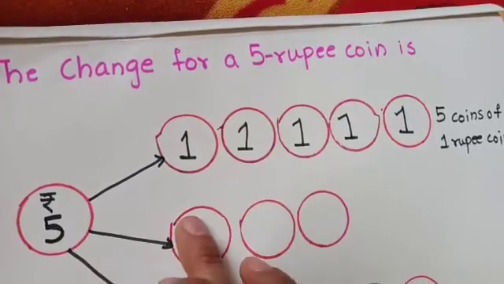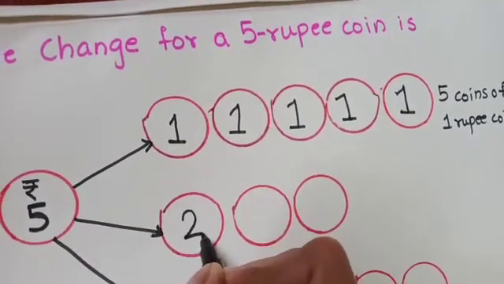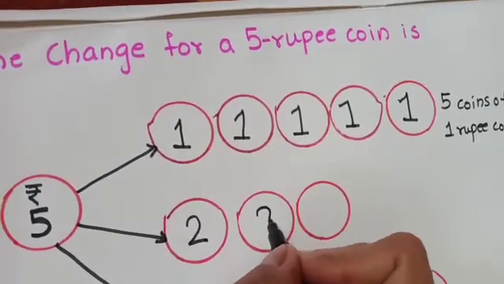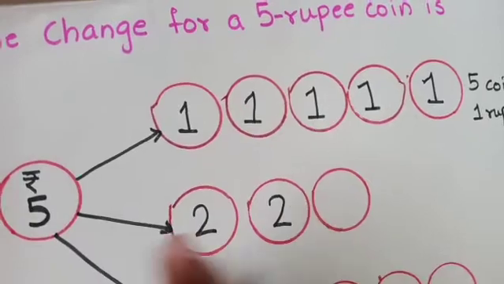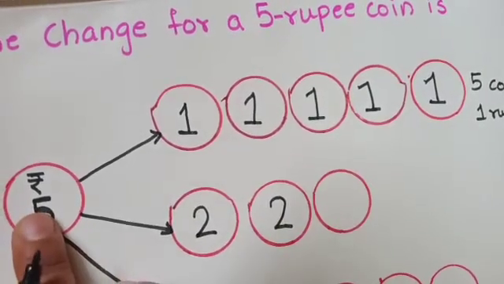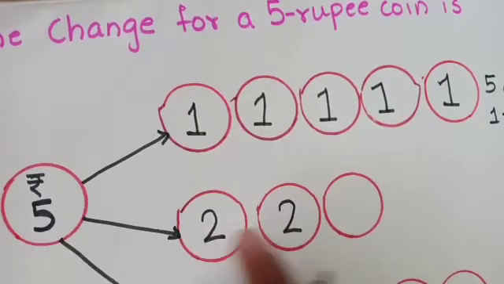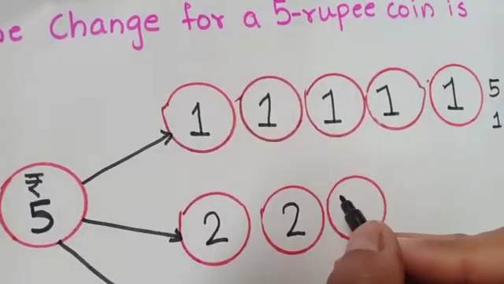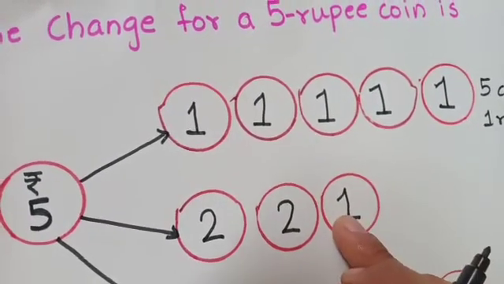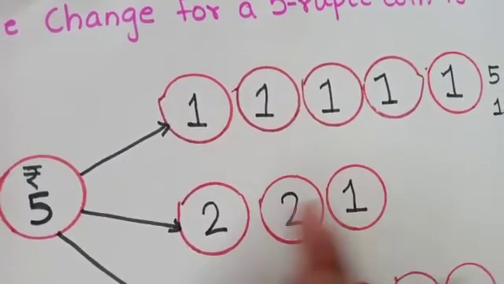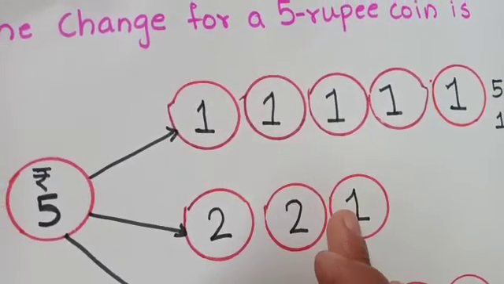Or else what can we do? We can do 2 rupee coins. 2 plus 2 is how much? 4. And we have to give change of 5 rupees. 2 plus 2 is equal to 4. 1 more is remaining. Therefore, 1 coin of 1 rupee. 2 plus 2 is 4, 4 plus 1 is 5.